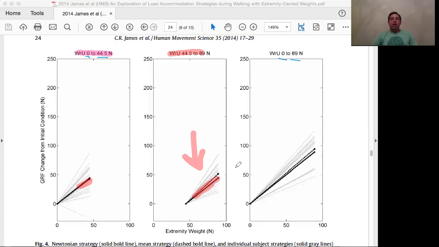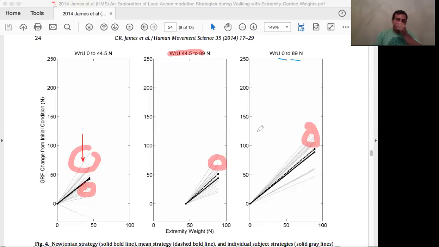And the dotted line of all these, and this is very important, the dotted black line that you see, those are the means for the entire group. And the closest mean to the Newtonian is in the first condition, which is the 0 to 44.5 Newtons. But as you can see, they're also pretty spread out. And the reason it's probably the closest is that it's the one condition that has the most spread below and on top. Everybody else has most of them up on top, right? So more in the super Newtonian.